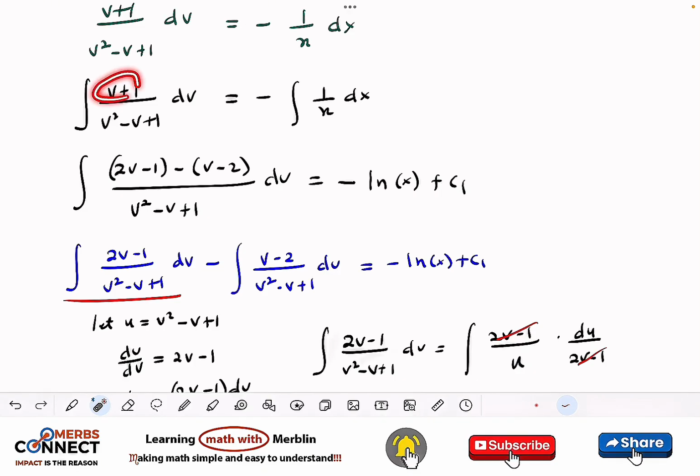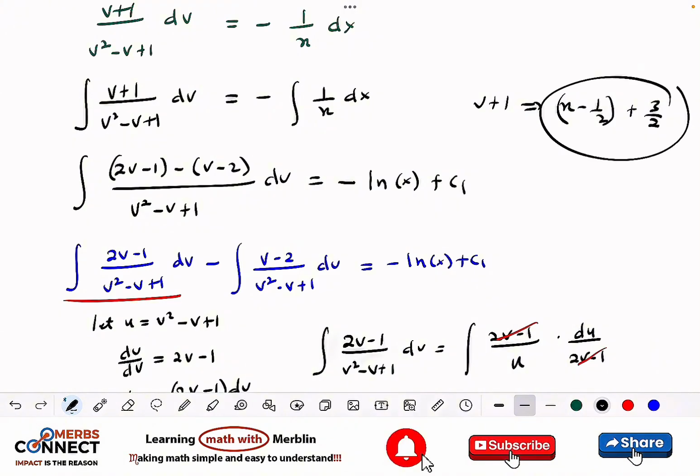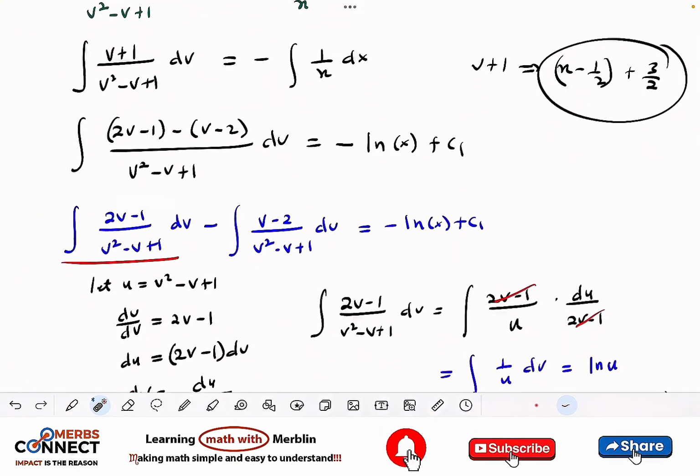So I break this one into this, or you can even break Vn plus 1 into something like, let's say, Vn minus half and then plus 3 over this. I think this one could have even helped faster. I could have broken this one into this and just used it to solve. But I didn't do it that way. Yeah, this one could have been nice if I had broken that one that way. But it's okay.